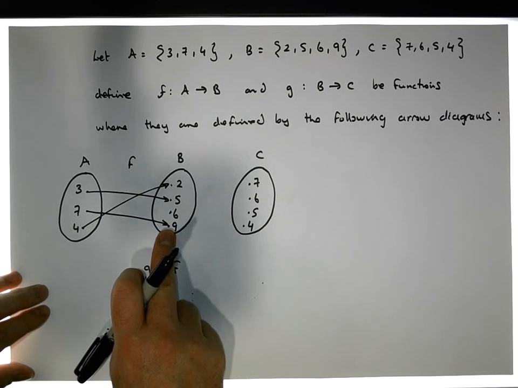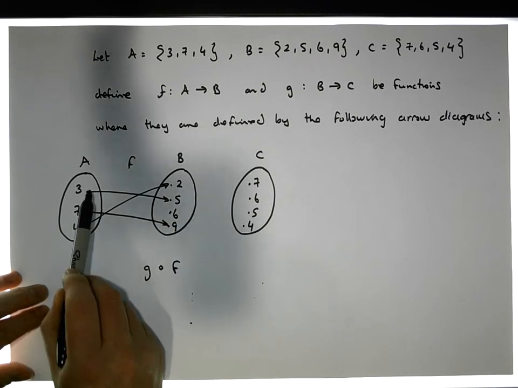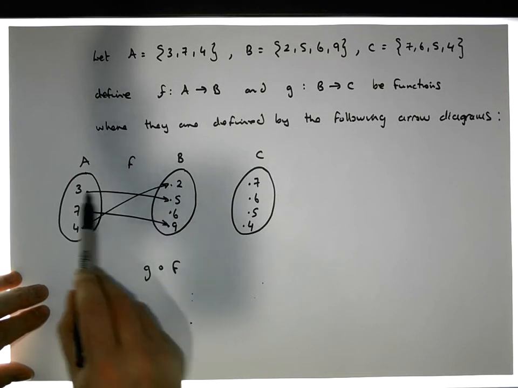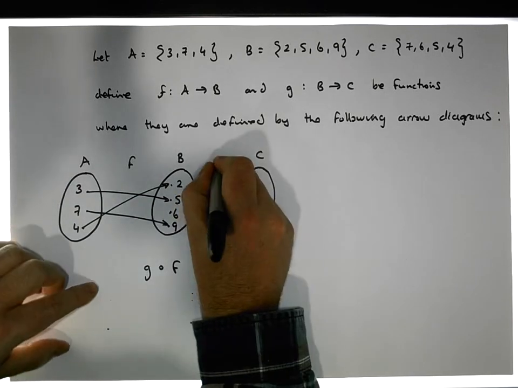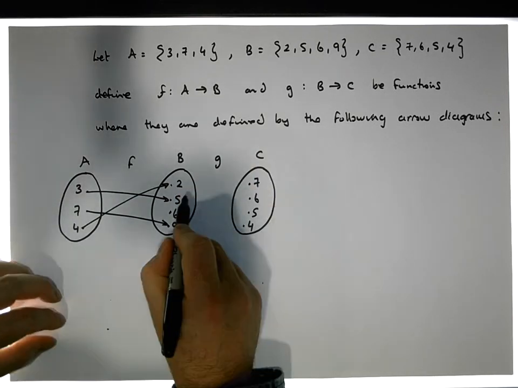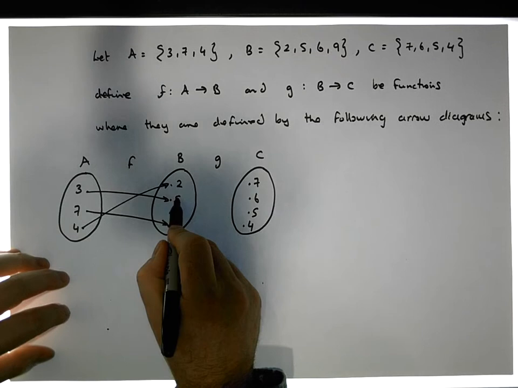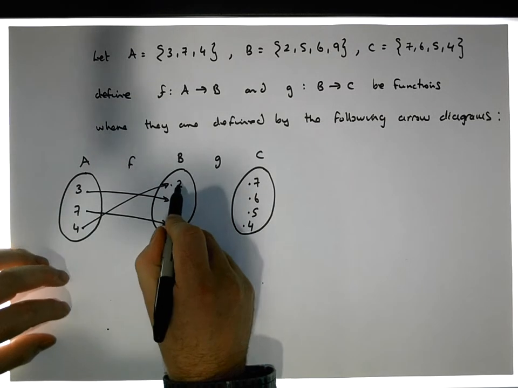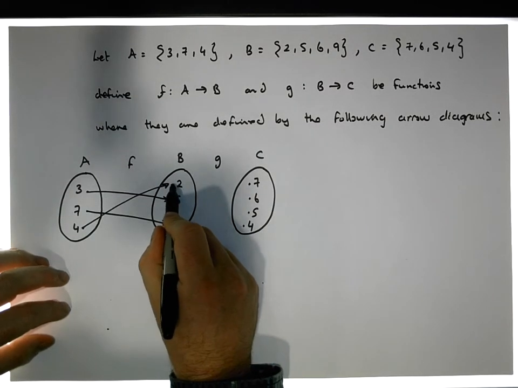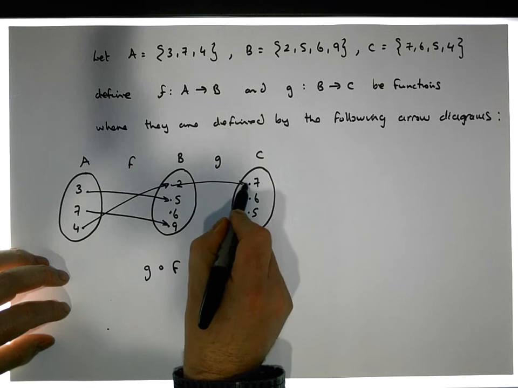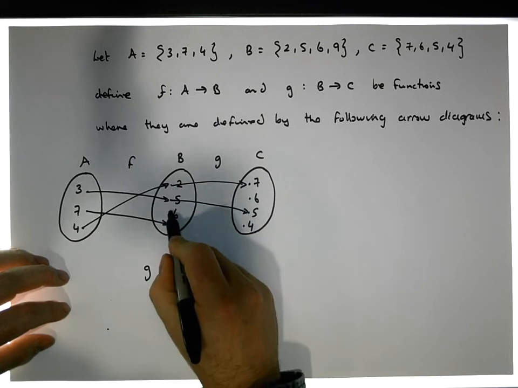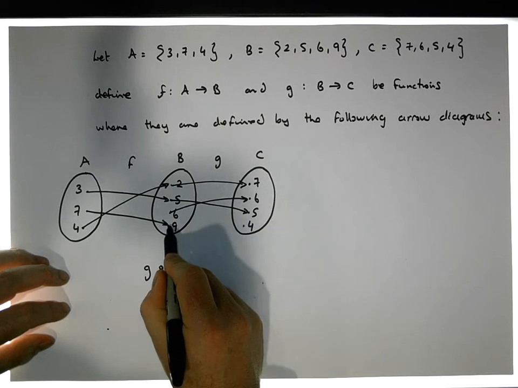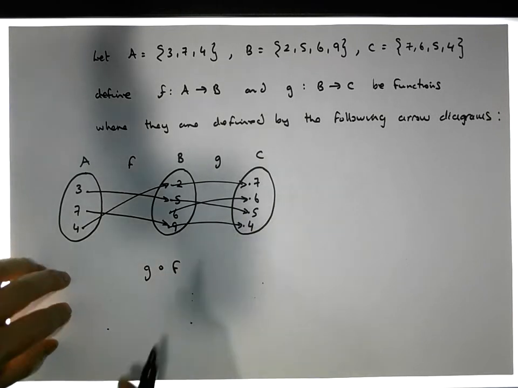The second condition is that we don't have a situation where we have double arrows leaving values in A going to separate values in B. That's not a situation here, so f is a function. Let's define g to be the mappings: 2 is taken to 7, 5 is taken to 5, 6 is taken to 6, and 9 is taken to 4. So this is g.